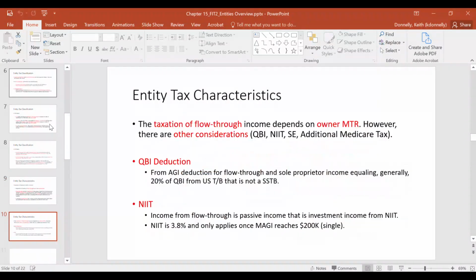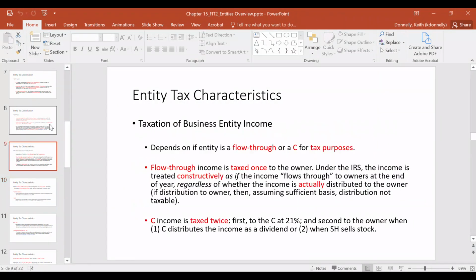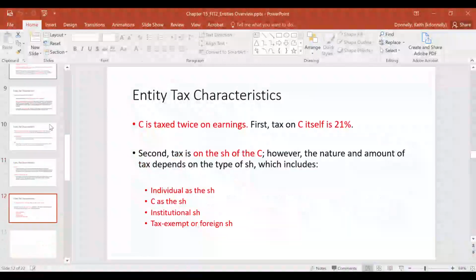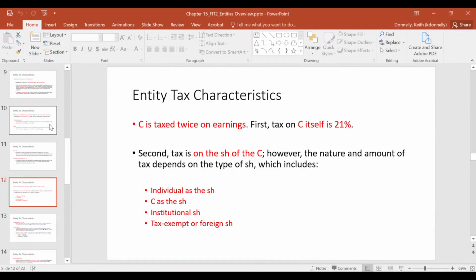We then looked at some of the characteristics of flow through income. Where we're now going to pick up is some of the tax characteristics of corporation income, right? So, okay, you've elected and are taxed as a C corp, right? So, what are some of the deals here?